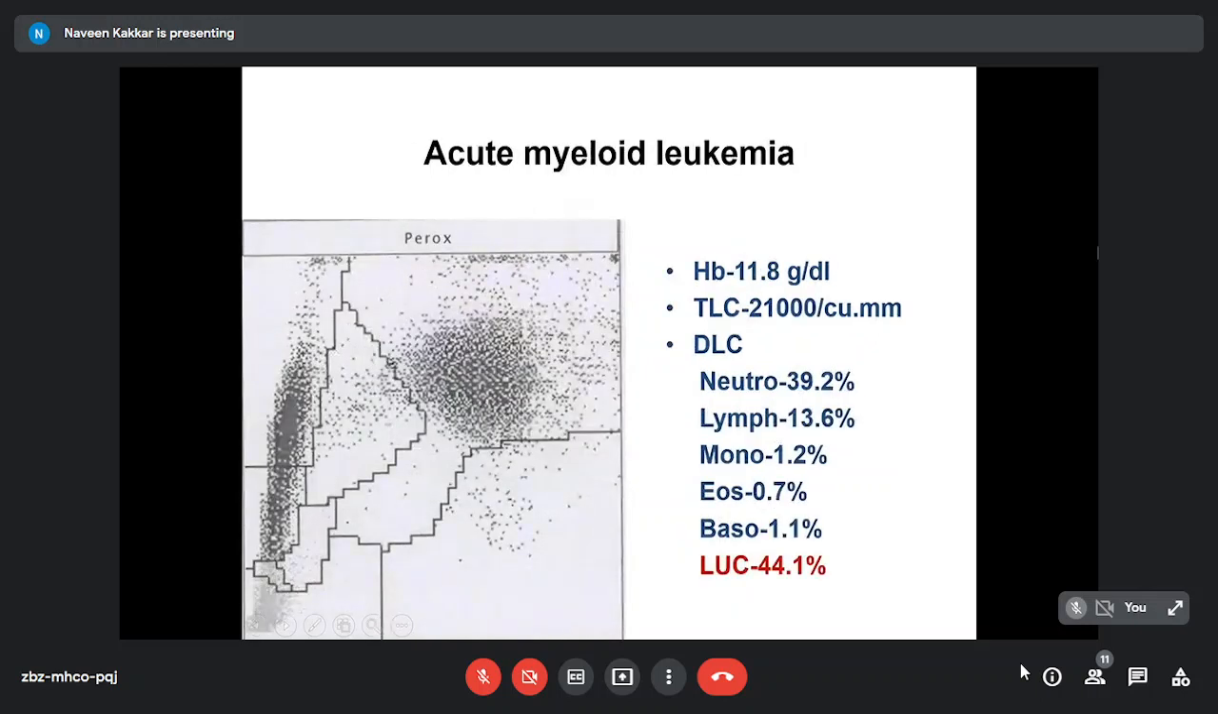If you have a leukemia, let's say acute myeloid leukemia, there are neutrophils, yes. And lymphocytes, 13.6. But if you look in this zone now, the large unstained cell population is 44%. So the instrument is actually telling us there are large cells which seem atypical or blastic, which do not have good myeloperoxidase activity. Maybe lymphoid leukemia, maybe myeloid with less MPO activity.